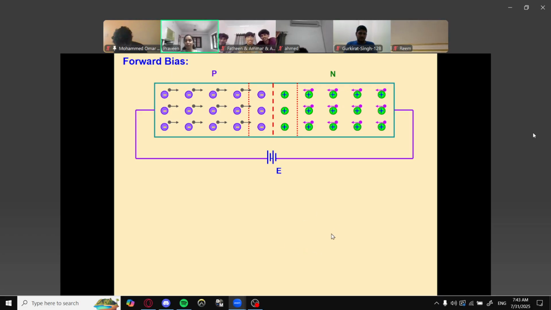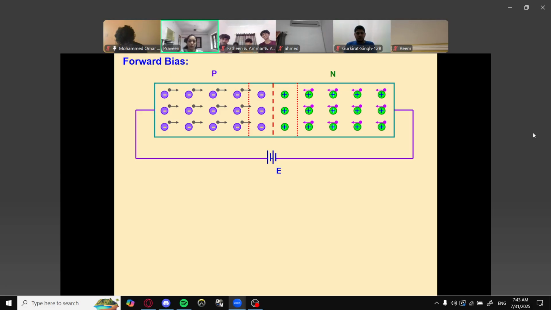Fine, no problem. So we were discussing forward biasing, which means connecting the P side of the PN junction to the positive terminal and the N side of the PN junction to the negative terminal of the battery. And here what will happen? The applied potential will be opposing the barrier potential, meaning the external potential's direction and the barrier potential direction will be opposite to each other.